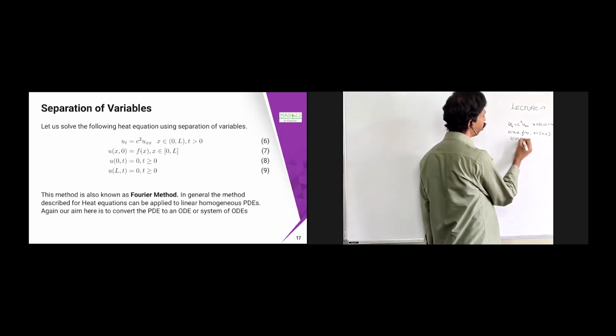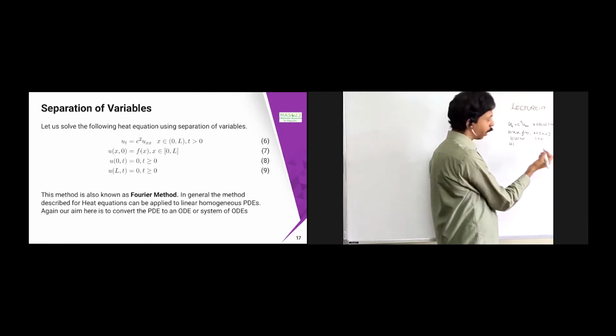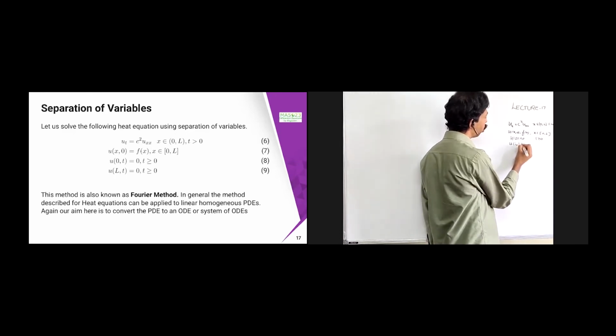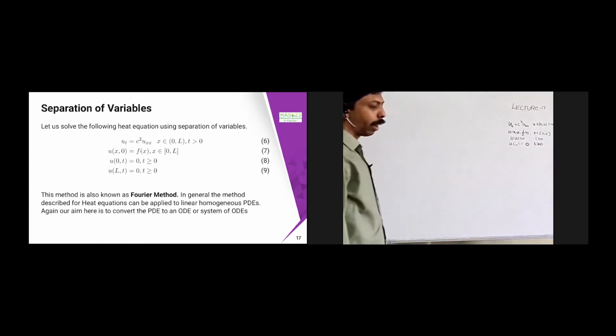u(0, t) = 0 for all t greater than 0. And u(t) greater than or equal to 0 actually, and u_t(0) = u_l(0, t) = 0, for t greater than or equal to 0. Okay, so I have the problem.